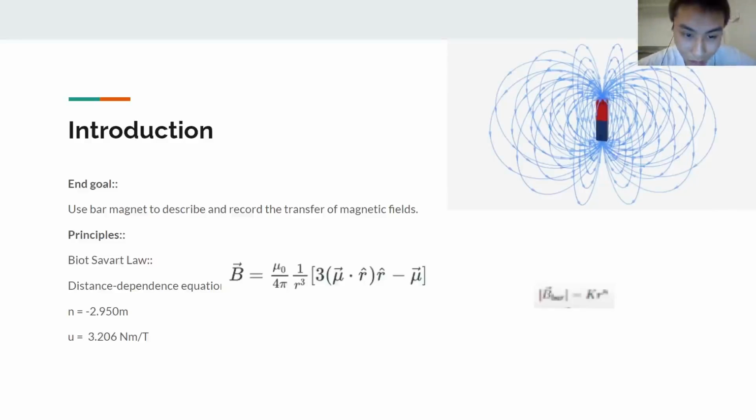Here in the introduction we could say that our end goal is basically to use a bar magnet to describe and record the transfer of magnetic fields, which you can visualize in the top right of the slides. We're going to use the Biot-Savart law to calculate the magnetic field, along with the distance dependence equation, where the magnitude is expressed as k r to the nth power. For n we got, at the end, negative 2.950, and a magnetic dipole of 3.206.